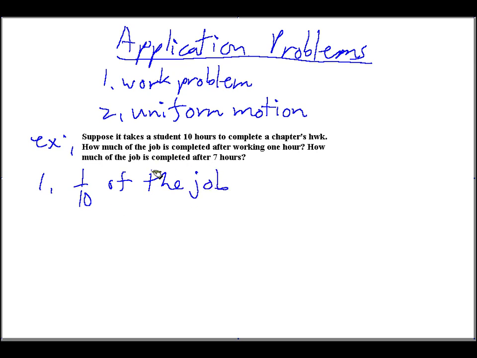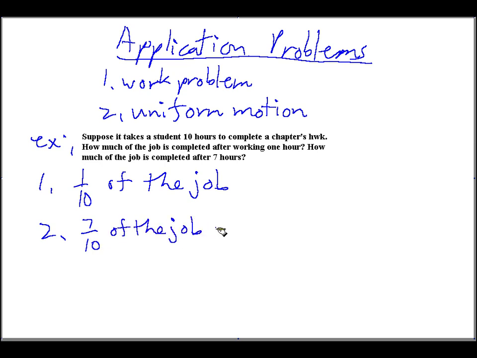Let's make sure we see that here. Right, so in other words, after 1 hour, I can only finish 1/10 of the job if it takes me 10 hours. All right. Now, how about after 7 hours? Well, then, as you might guess, it'll be 7/10 of the job.